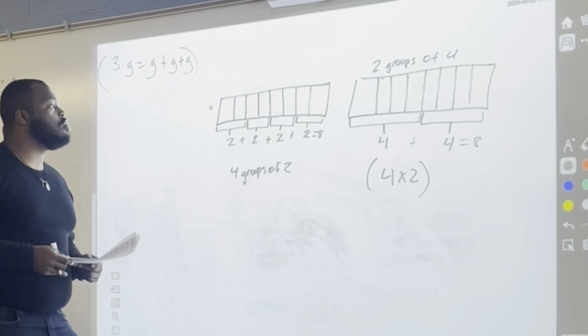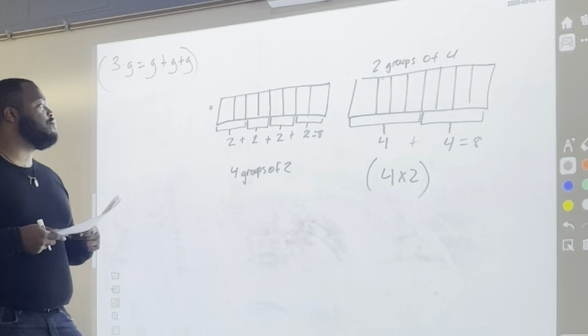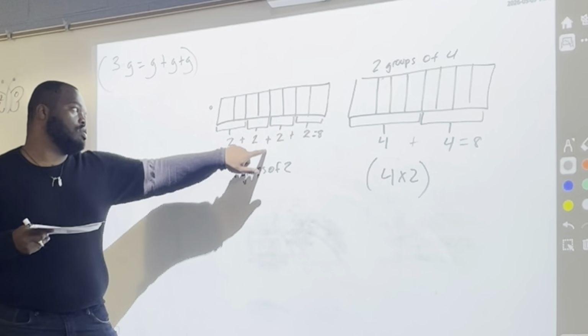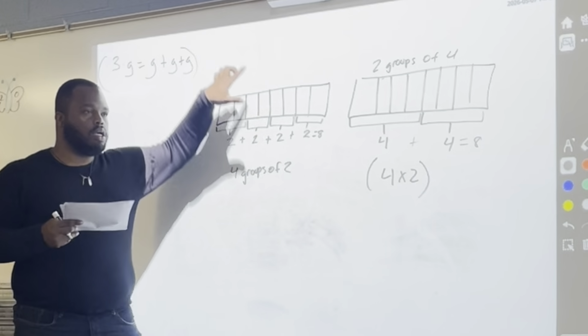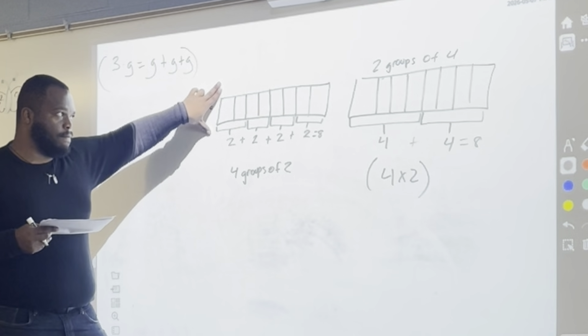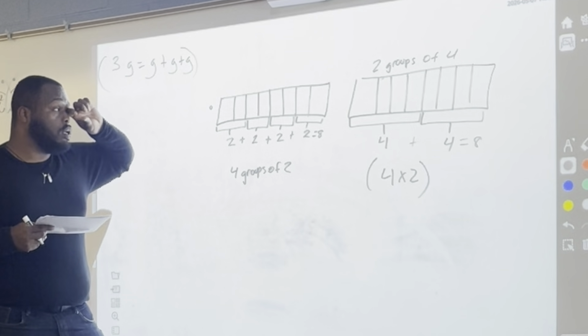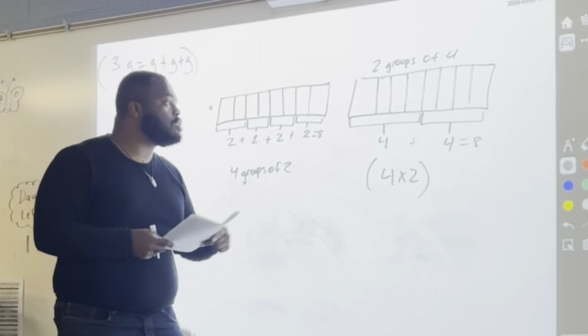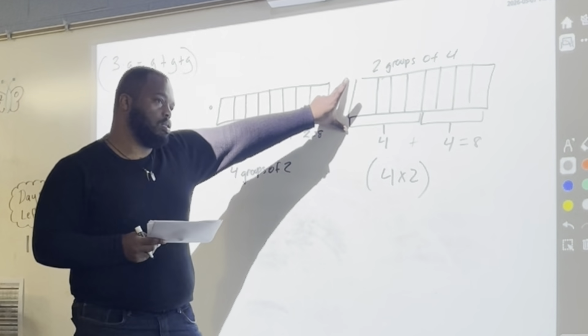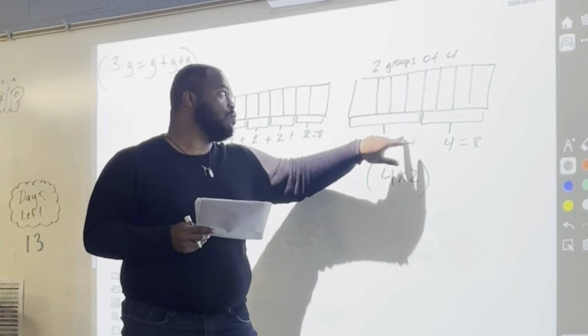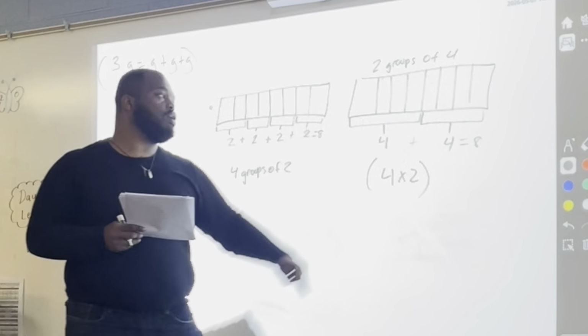So if we were to make a tape diagram for 2 plus 2 plus 2 plus 2, it would look like this. Now, if we were to do the multiplication expression, it would look like this, because we have 2 groups of 4. So 2 groups of 4 equals 8.